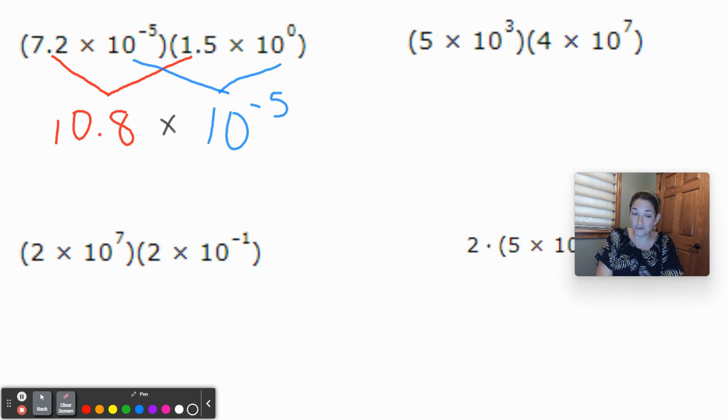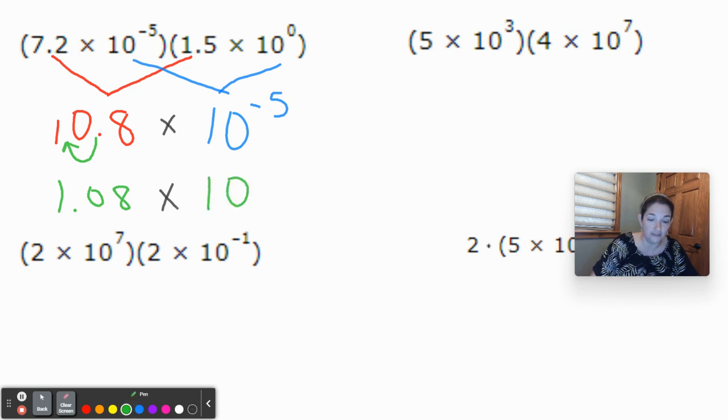Mason, do you know where the decimal point needs to be? Very good. Yes, it needs to be after the 1. Good job. So how many times do I have to move it, does that mean? Correct. I'm going to move it once. Excellent job. Okay, so let's go ahead and write the number here, 1.08. Now let's figure out what to do with our exponent.